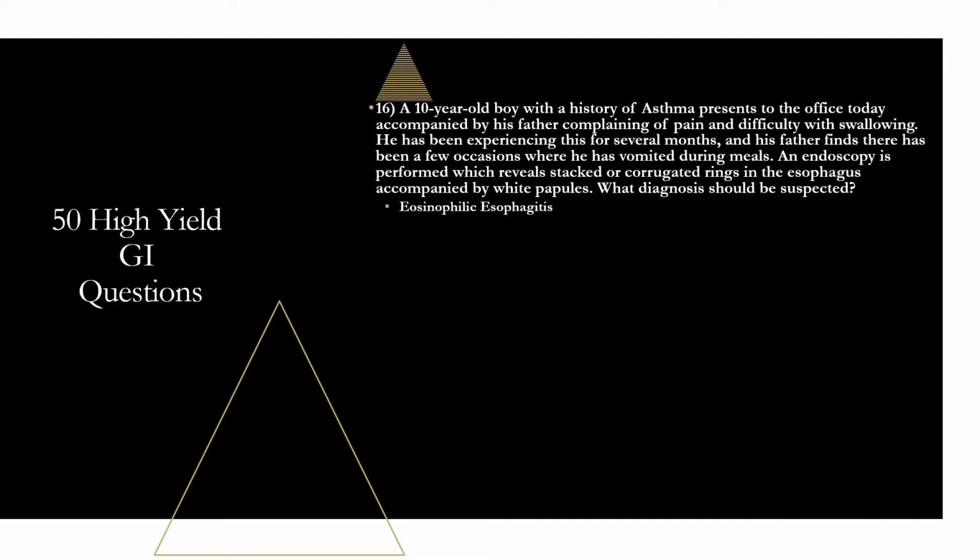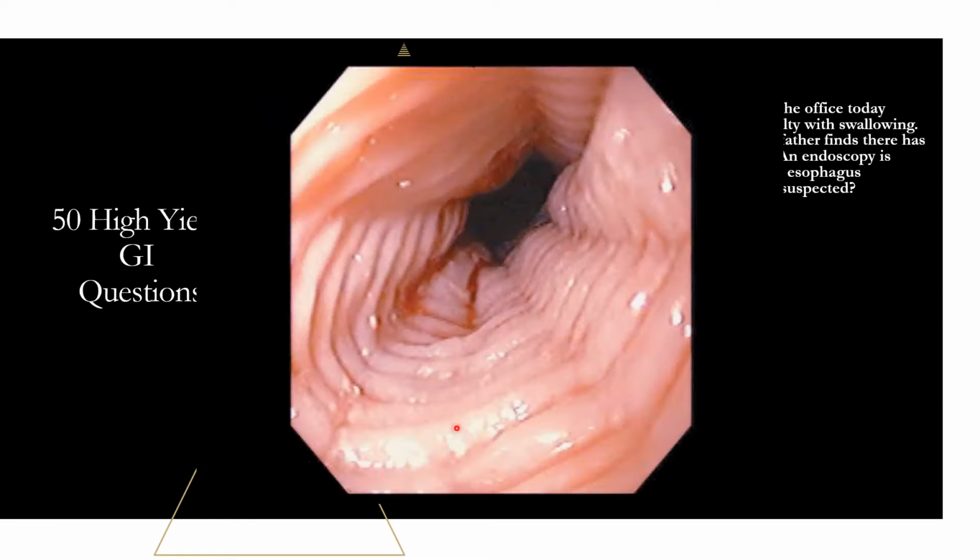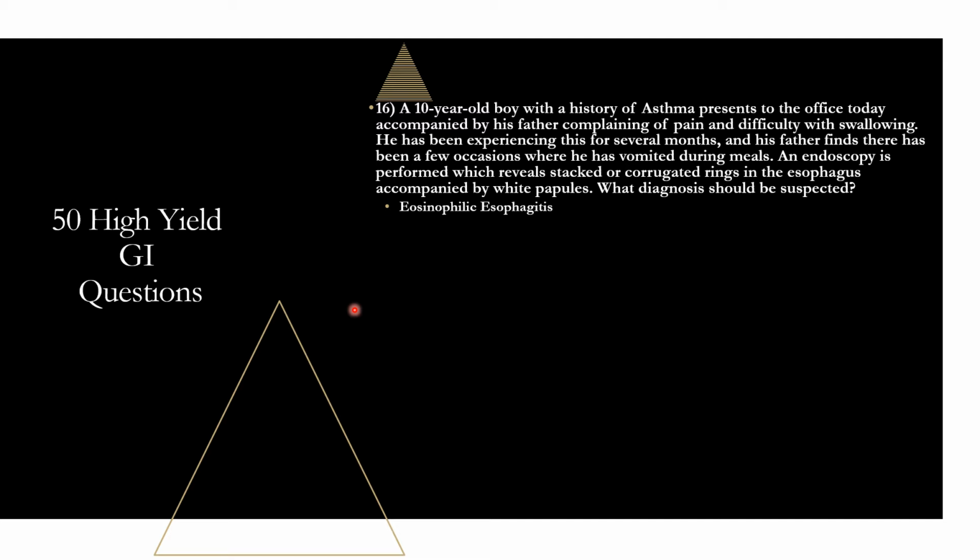And then finally, the key there is that endoscopy, the corrugated rings or those stacked rings, which we can take a look at here. This is a key to eosinophilic esophagitis. And then also what you might see, which I mentioned in the vignette, is white papules. And what those actually are is they're eosinophil microabscesses. So these patients you can diagnose with endoscopy.